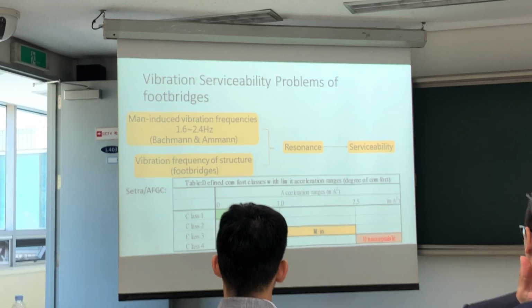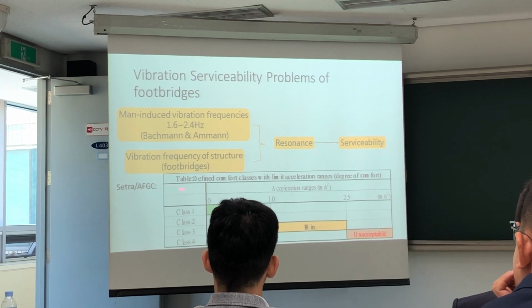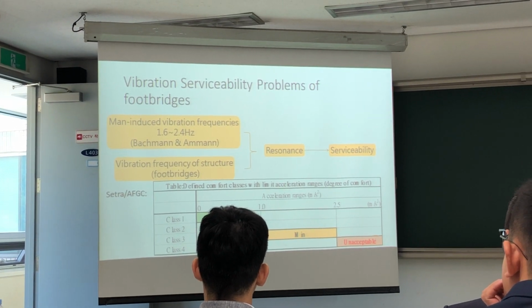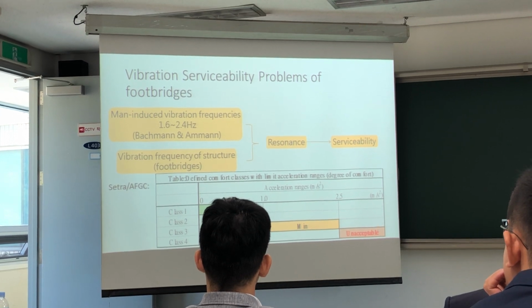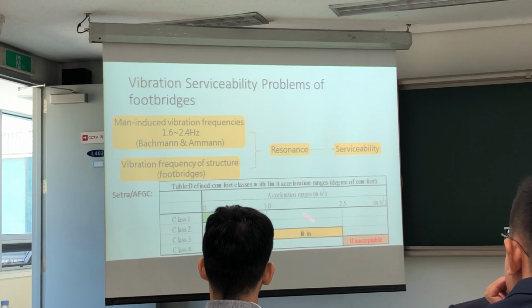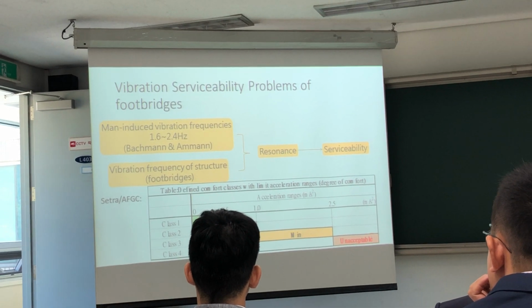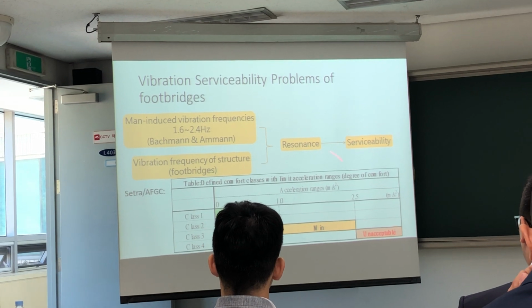We took one table from the French Structural Institute, SETRA, and it classified four comfort classes: maximum comfort class, mean, minimum, and when the acceleration is bigger than 2.5 m/s², it is unacceptable for human beings.